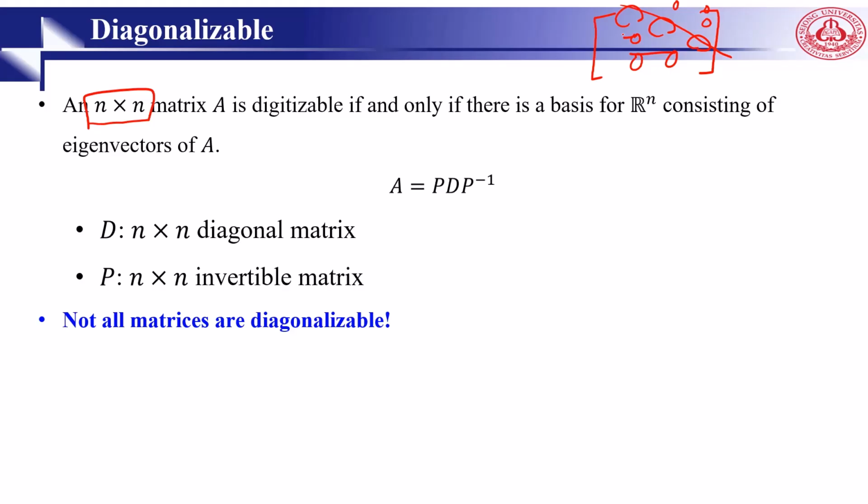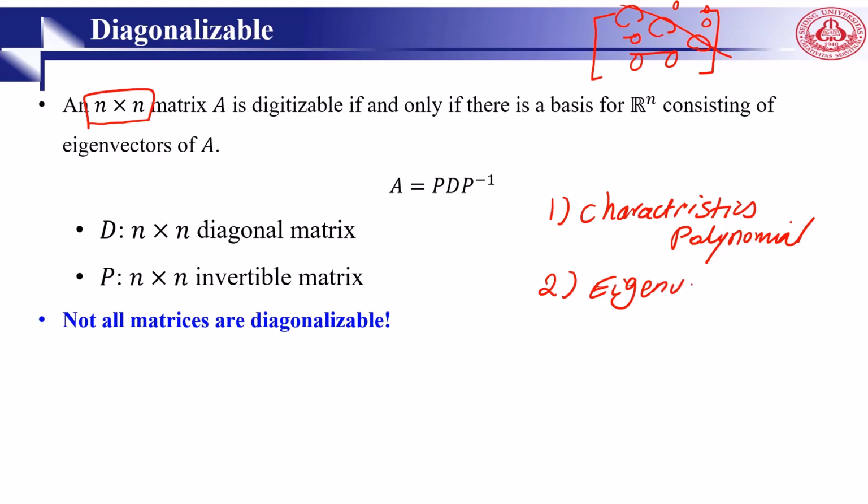To convert a square matrix to a diagonal matrix, we use eigenvalues and eigenvectors. In order to do this, we have to follow some steps. First of all, we need to find the characteristic polynomial. This is the first step. Then we need to find the eigenvalues, and also for each one we need to find the eigenspaces.